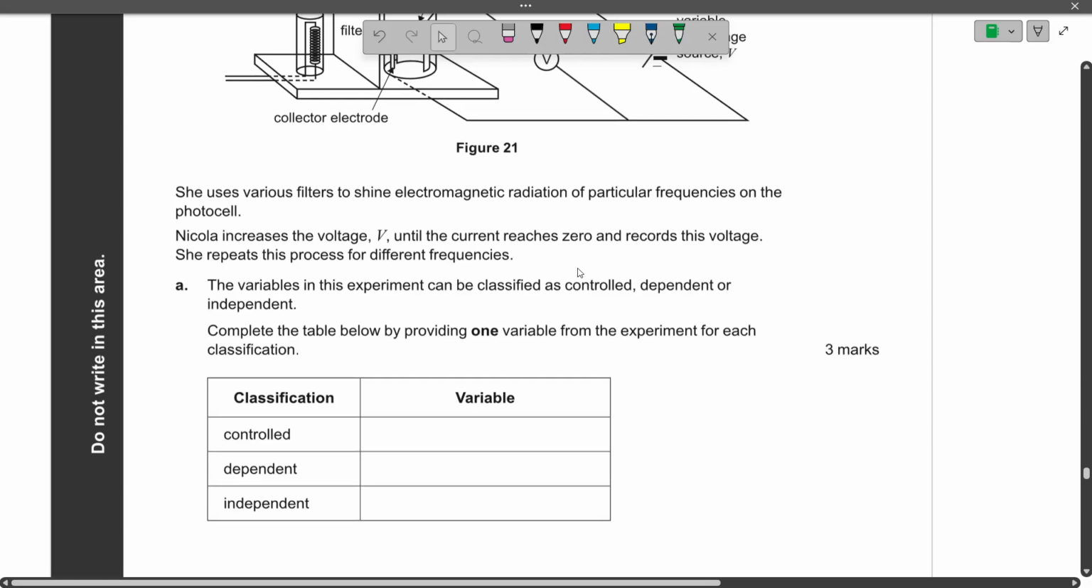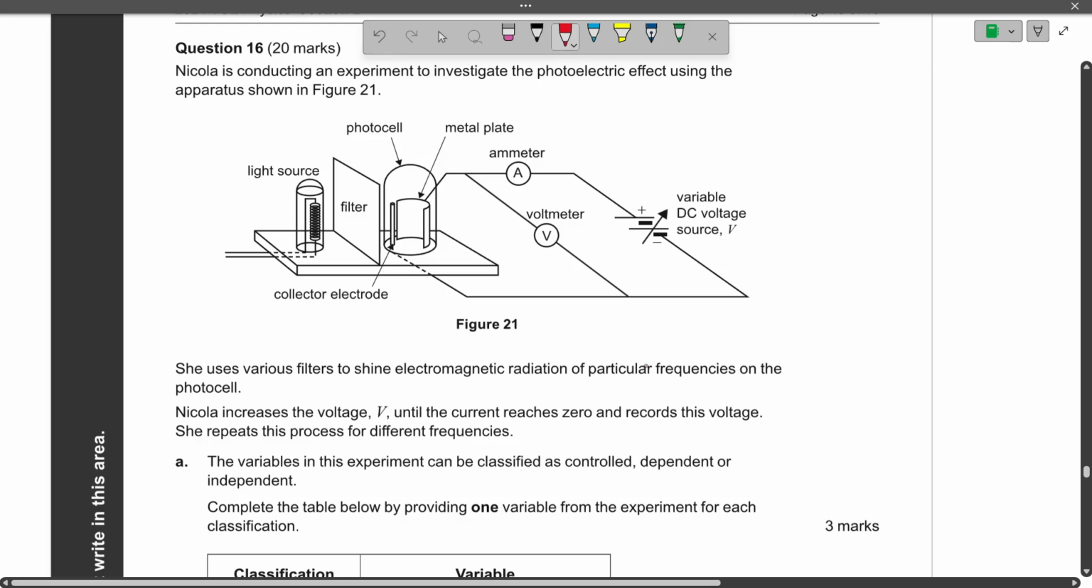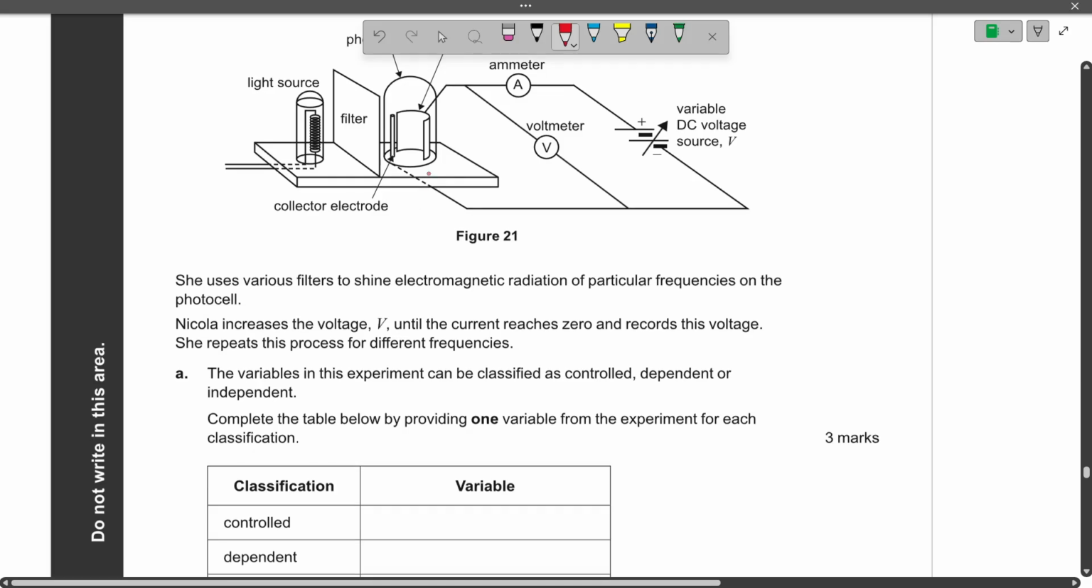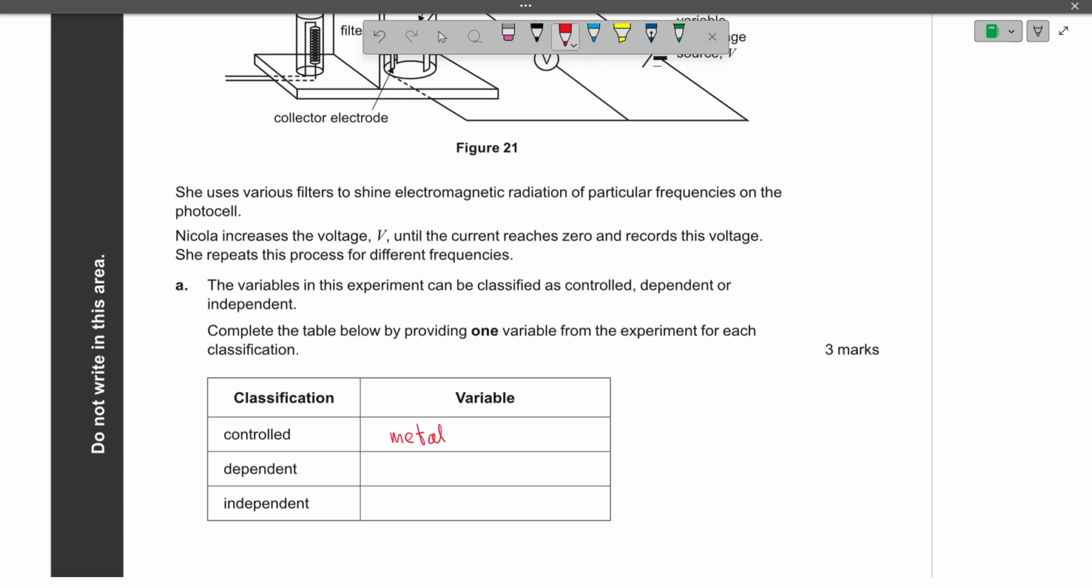So yeah, alright, the variables in this experiment can be classified as controlled, dependent, or independent. Complete the table below by providing one variable from the experiment for each classification. Alright, so controlled. Well, she doesn't look like she's changing the metal plate. That appears to be a constant. So I'm going to call the metal plate the control variable.